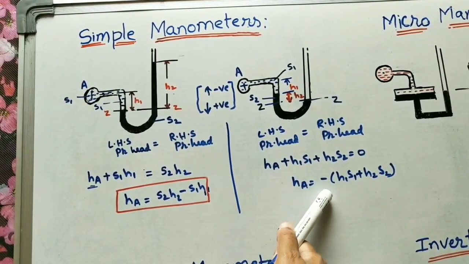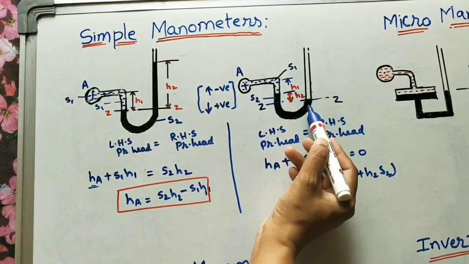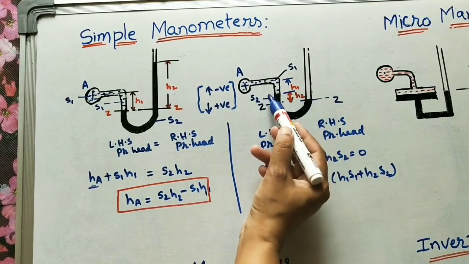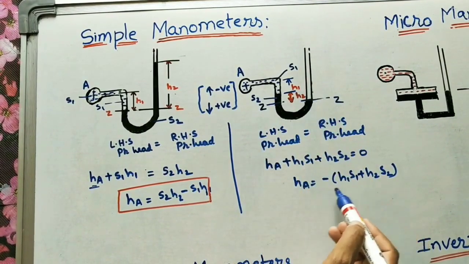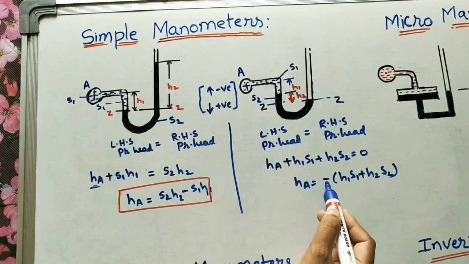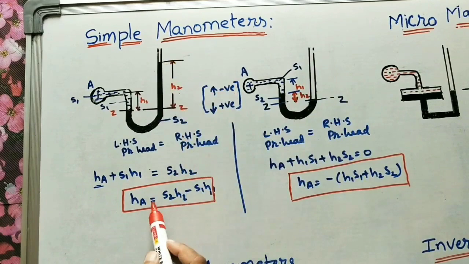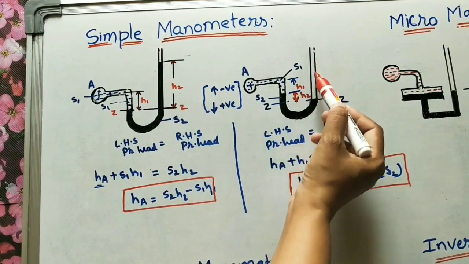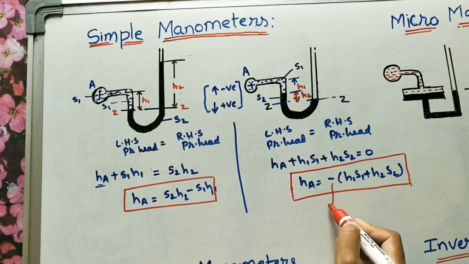So a minus sign means it is the vacuum pressure. Always remember, if the lower limb is on the right hand side compared to this height, meaning it has the minimum height, at that time we will get the vacuum pressure. So minus will indicate the vacuum pressure. If on the right hand side we get more height, we will get a positive value. If this side is at a lower level, we will get minus, which indicates the vacuum pressure.